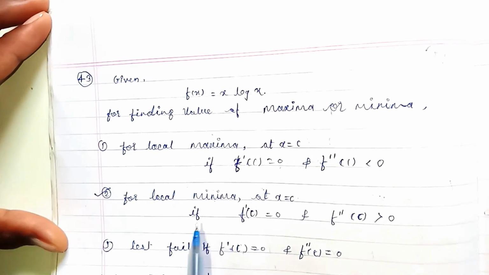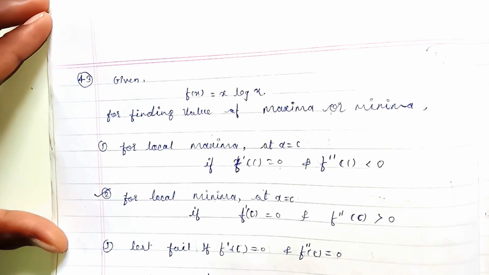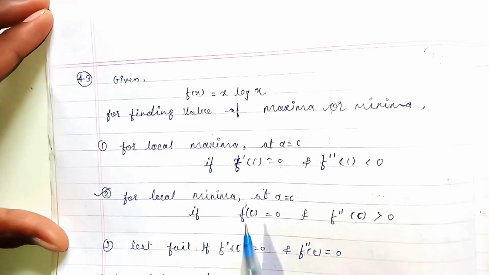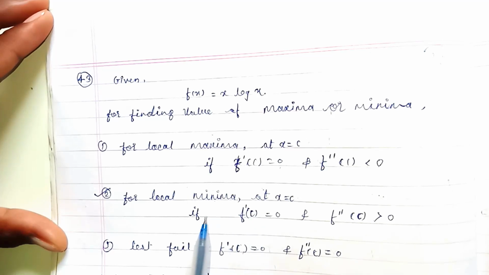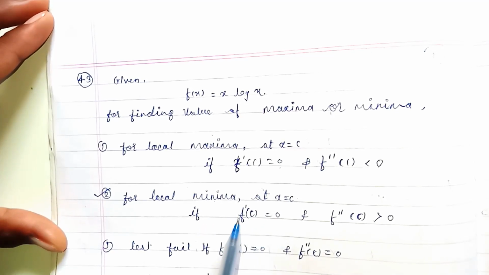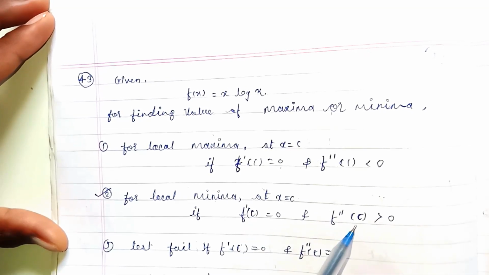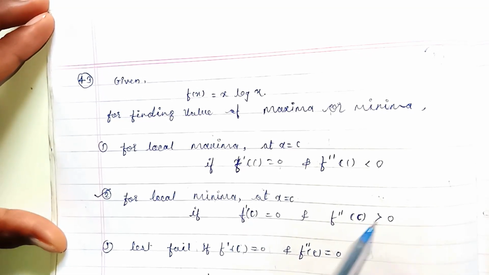Now in our question, we want the value of minima from our f(x). So for local minima at x equal to c, we first find f dash of x and put that constant point there, and for f double dash of x we use the condition that it is bigger than 0.